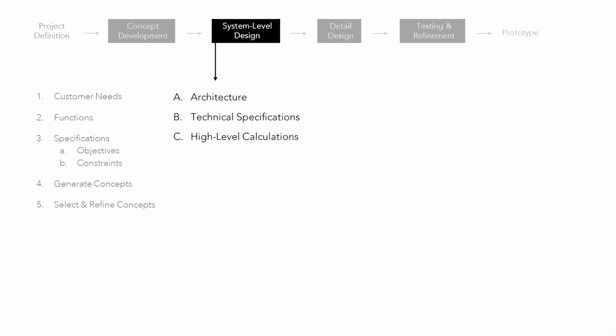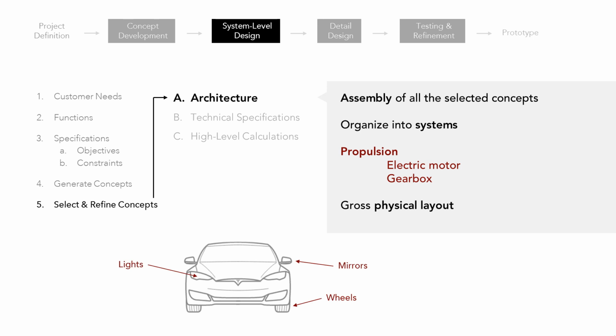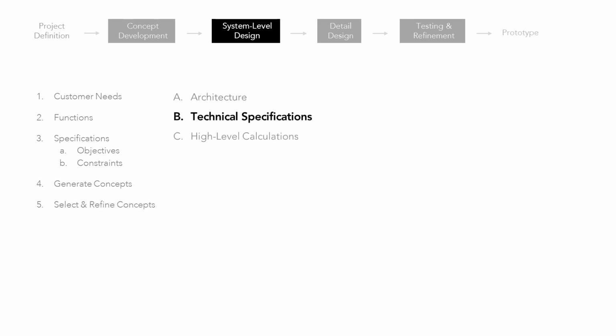It is important for design to have an architecture. This is an assembly of all the selected concepts that we organize into systems, subsystems, and so on. For instance, the propulsion system of a Tesla is composed of an electric motor and a gearbox. When we build the architecture, we also establish a gross physical layout, and we start to think about space and dimensions. We also need to come up with another set of specifications, more technical this time.